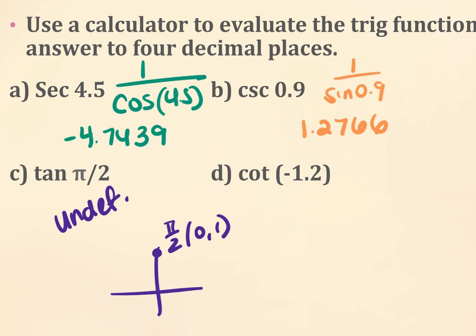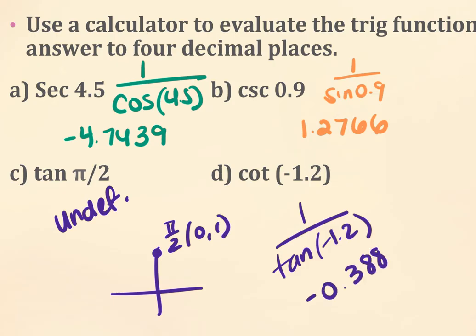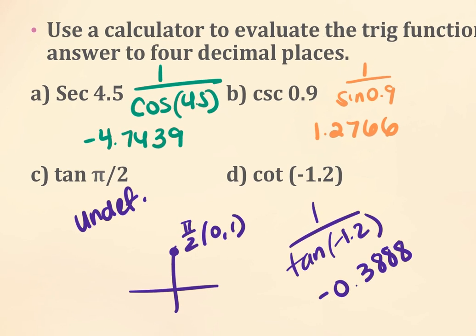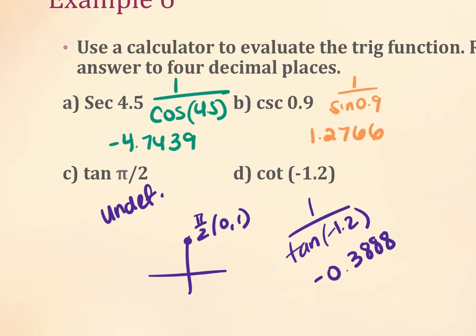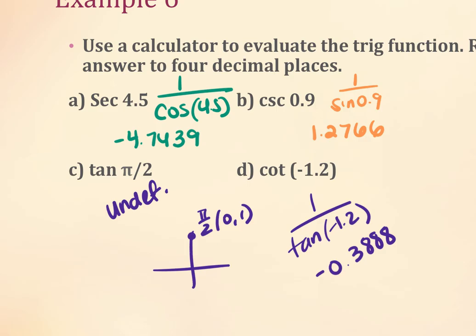All right, and then cotangent would be 1 over tan, negative 1.2, negative 0.3888. Questions? Okay.